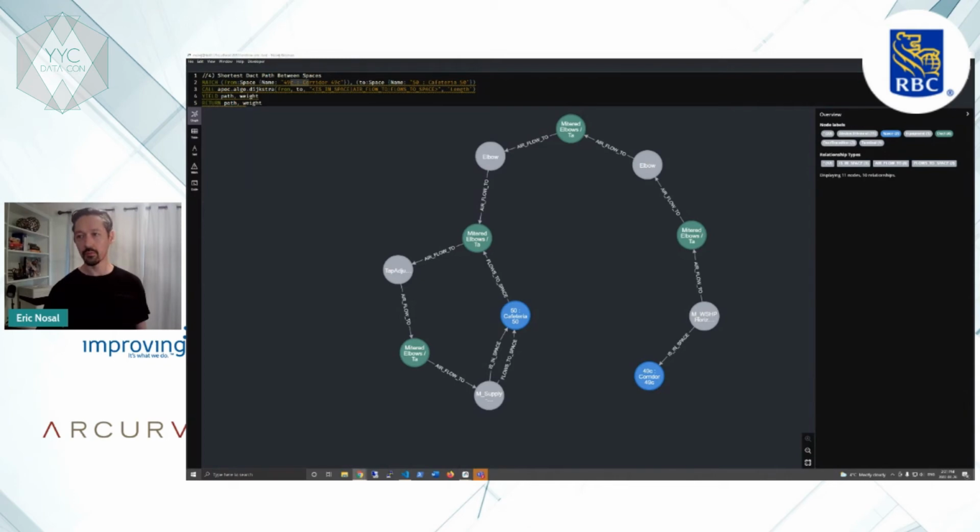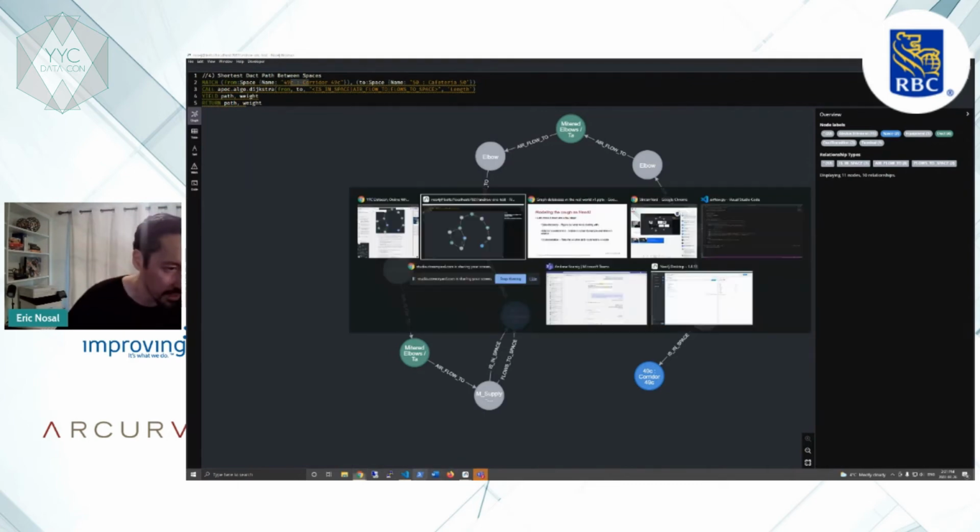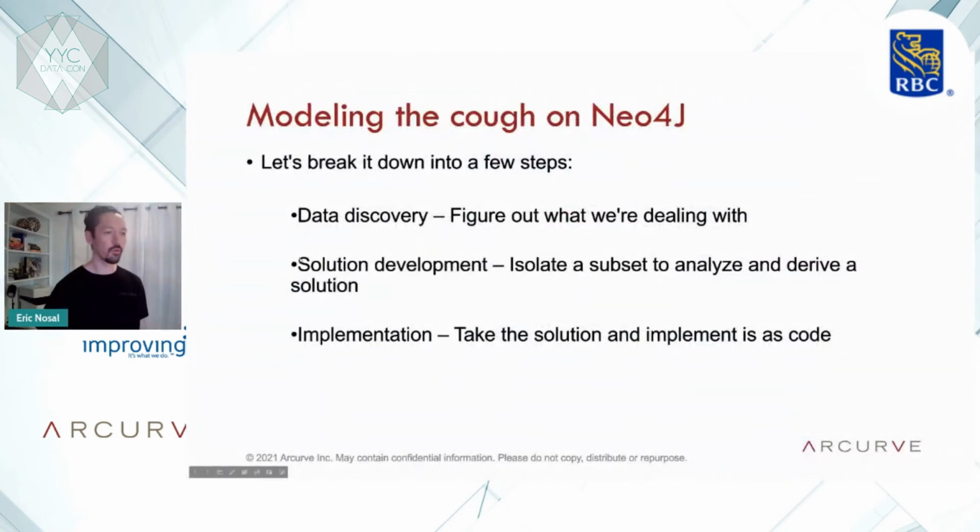So, jumping back and forth here. Now we've done the data discovery and the solution development. We've isolated a subset and we found a solution that's going to work for us. So now we have to go to the implementation stage. Initially, I wasn't going to include this in the presentation, but it turns out with Neo4j and Python, armed with those two tools, it's actually a very small next step to take. So why not show it?